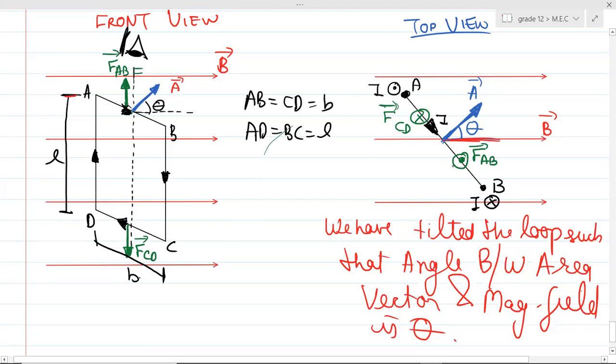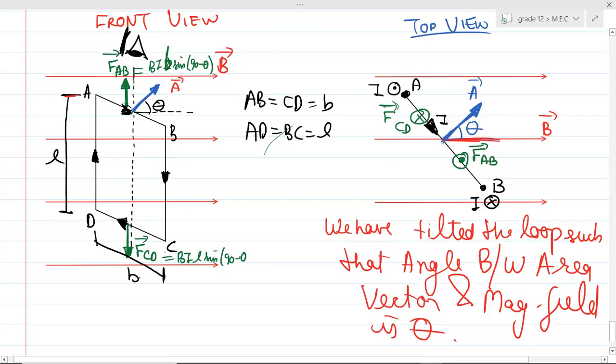F_AB will be equal to B into I into L, and what is the angle between the length and the B vector? The angle between them will be 90 minus theta. So this force will be BIL into sine of 90 minus theta. The same thing goes here: BI into the length of AB into sine of 90 minus theta.